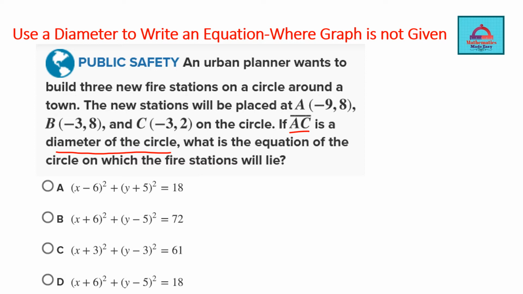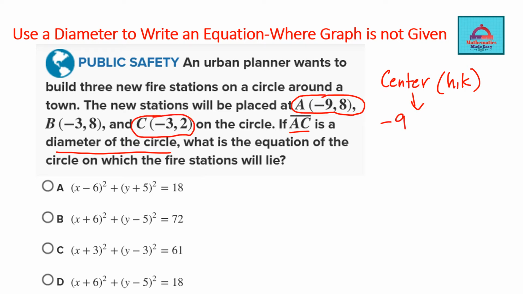Now because AC is the diameter and its coordinates are given to you, we can easily find the middle point or the center. Because center and radius, these are the two things you need. So your center (h, k) is the midpoint of A and C. So let's do it. -9 plus -3 divided by 2, 8 plus 2 divided by 2.